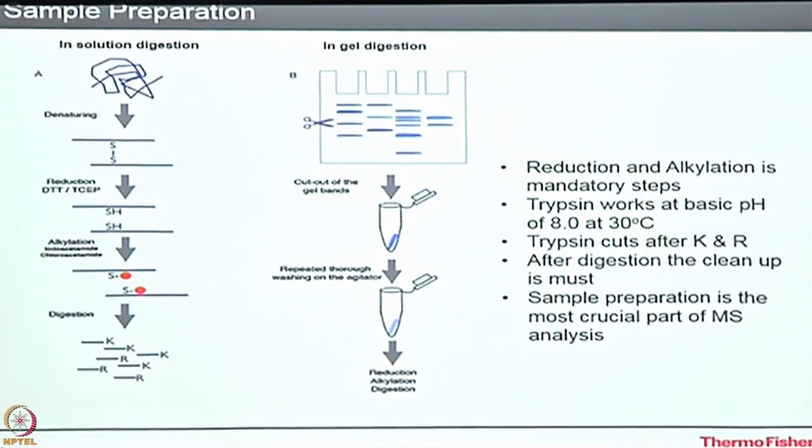After digestion comes the cleanup procedure. Before injection to the mass spectrometer, we have to clean up the samples. For in-gel digestion, it's fine, the samples come pure. But in in-solution digestion, the samples may contain some salts or other impurities that will block your MS analysis. That's why the cleanup procedure is very important. Sample preparation is the most crucial part, and if you do a proper sample preparation, your 90% work is done. MS is basically software driven, so whatever you set in the software, it will do, but sample preparation is the most crucial part.